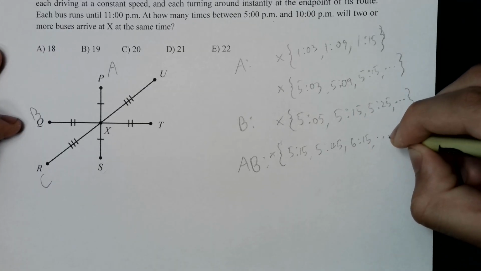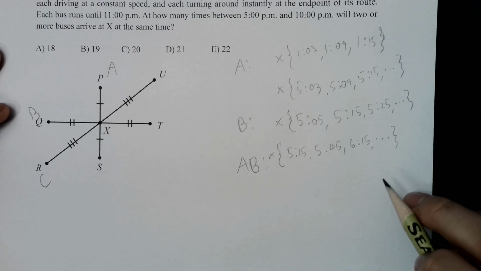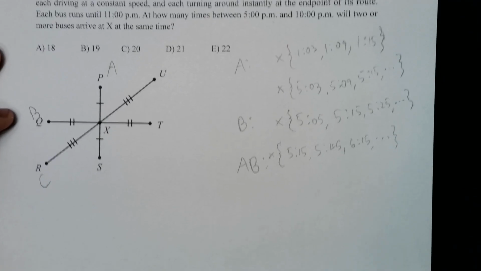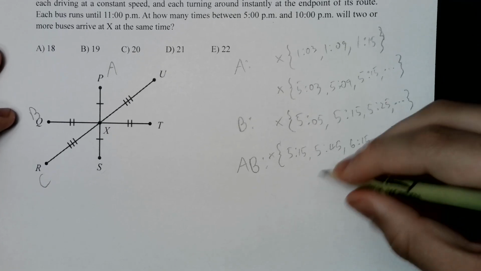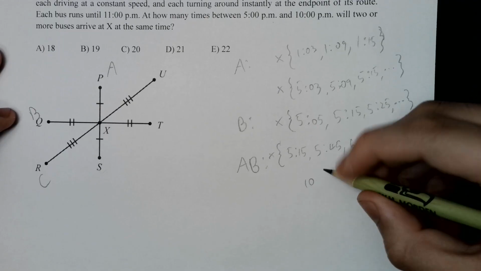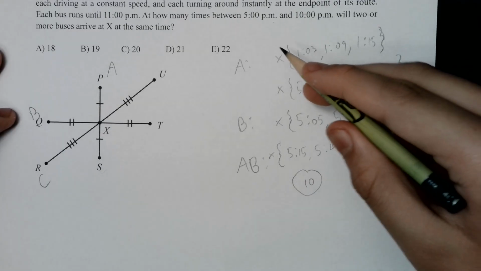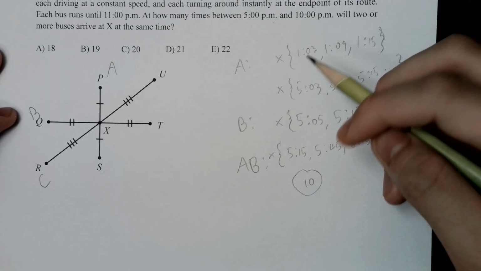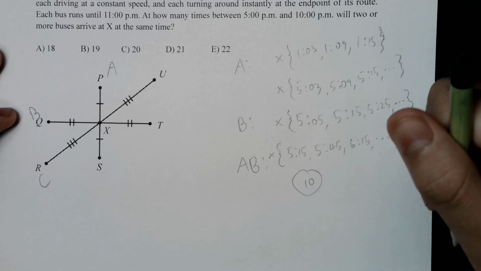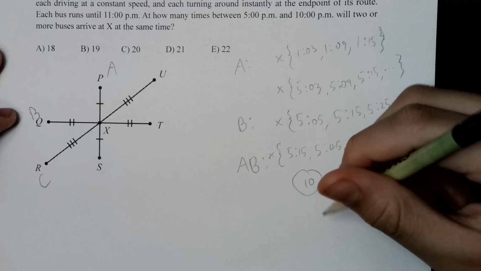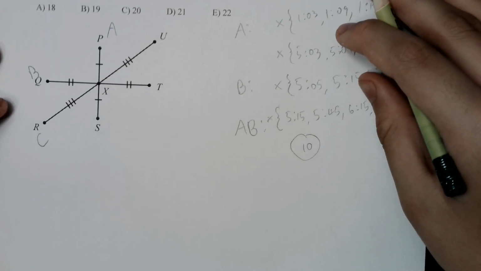So it's going to be the 15th or 45-minute mark of each hour until 10 p.m. Now this means that there should be 10 in total, as it's 5 times 2, because there's 5 hours, so 5, 6, 7, 8, 9, and in each hour there's going to be 2 possibilities. So that means there's going to be 10 in total. So now let's backtrack.